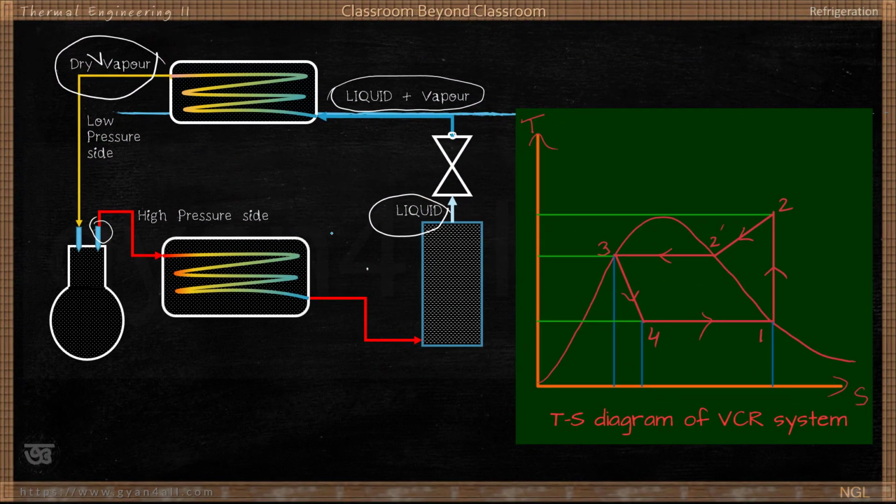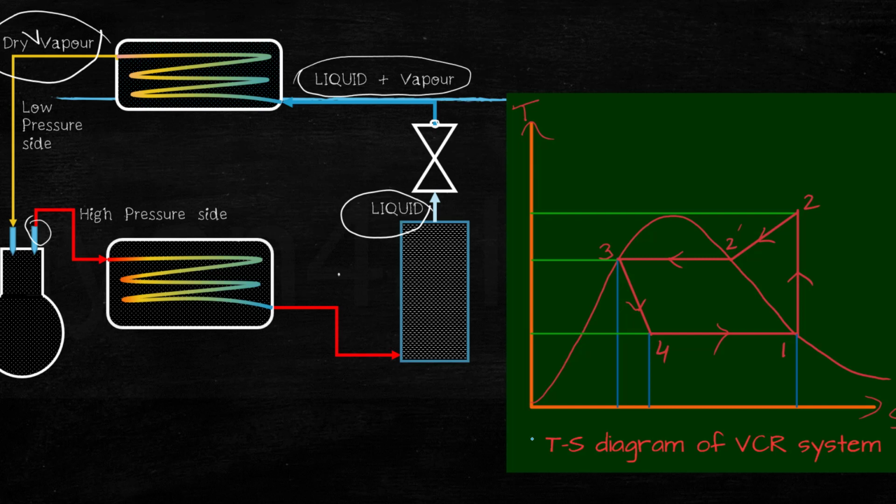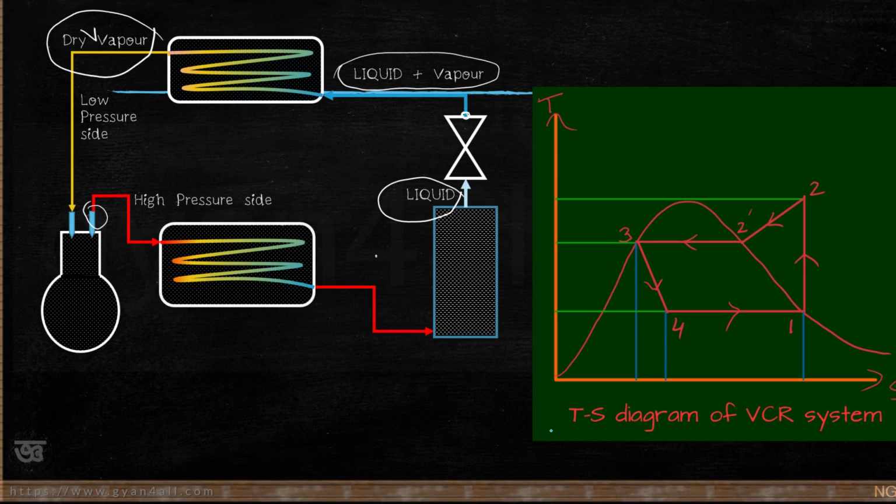So these processes can be represented by a TS diagram that we discussed for formation of steam in thermodynamics. So what is the TS diagram? T is temperature, S is entropy. So we can see the processes 1-2. This begins before compression and after compression, process 1-2. So this is a compression process.